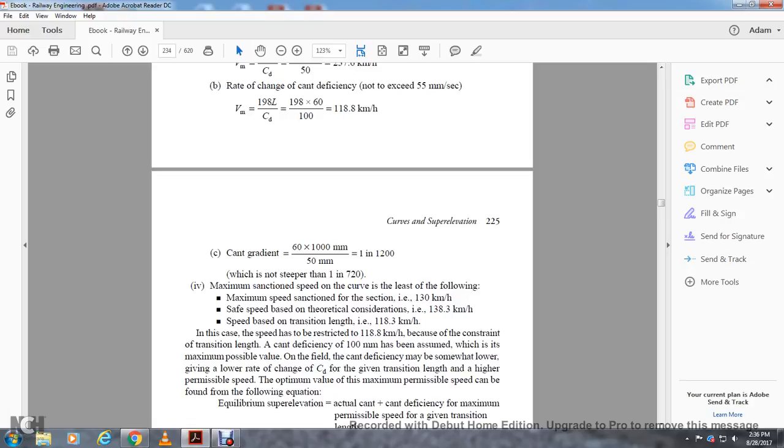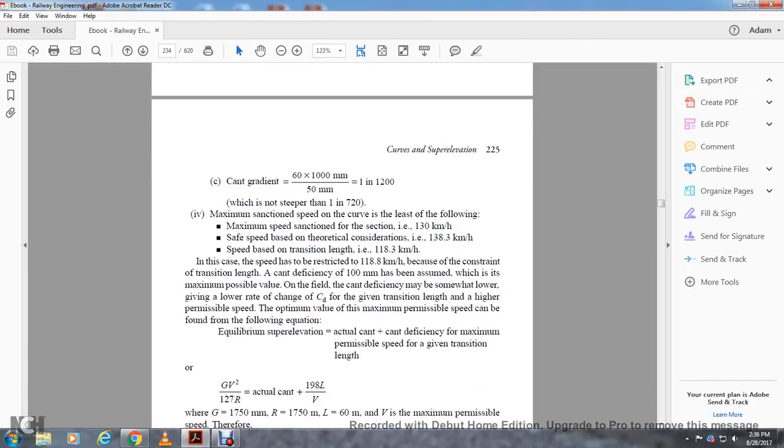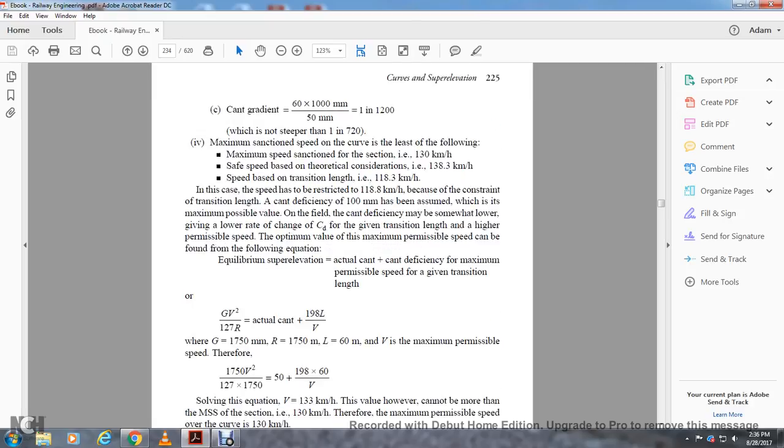The optimum value of the maximum permissible speed is found with the following equation: equilibrium super elevation equals actual Kant plus Kant deficiency, for the maximum permissible speed with the given transition length. That is, GV squared divided by 127 R equals actual Kant plus 198 L divided by V, where R is 1750 meters, L is 60 meters, and V is the maximum permissible speed. Therefore, V squared divided by (127 times 1750) equals 50 over 198 times 60 over V.